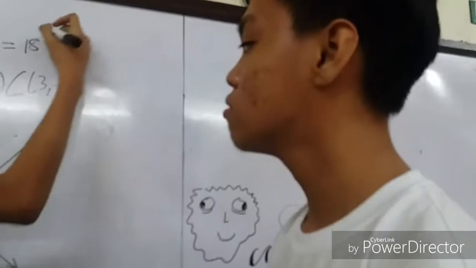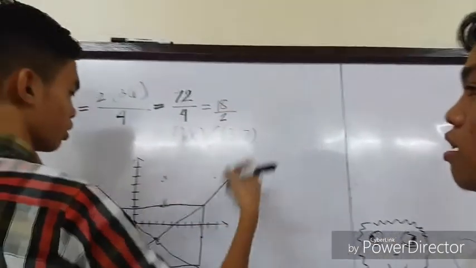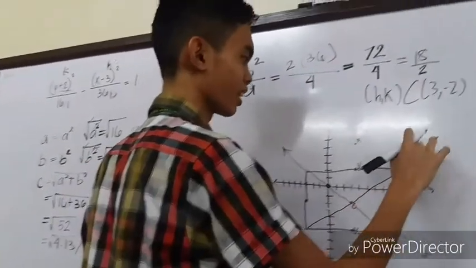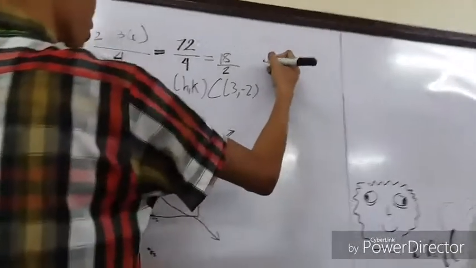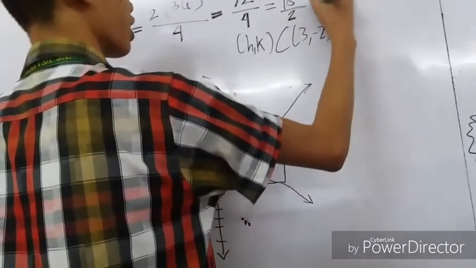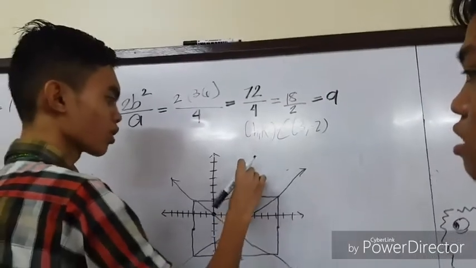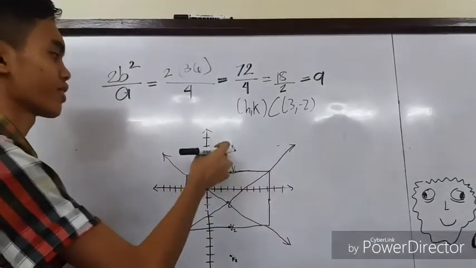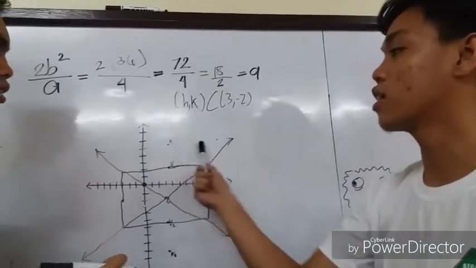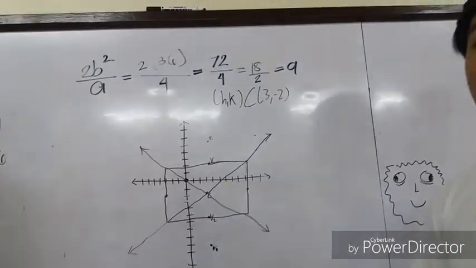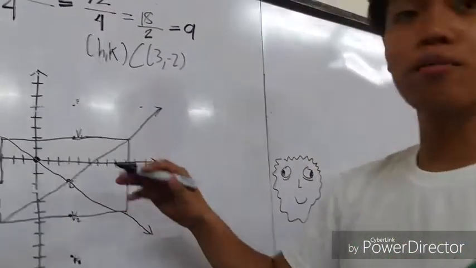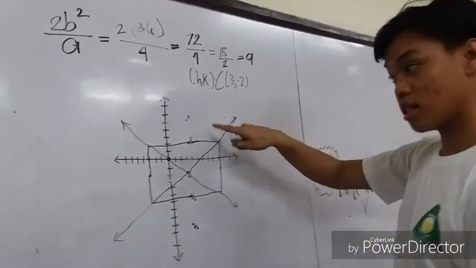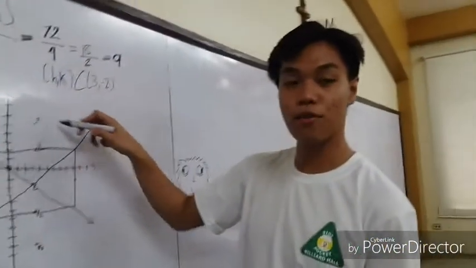So this is the whole length of the lateral recta. But we must divide it by 2 again to get the length of the lateral recta on the right side and the left side. 18 divided by 2 is equal to 9. So it is the length on both sides, either the right side or the left side of the lateral recta. Now we can form the branches of the hyperbola. So from the center, left and right 9.